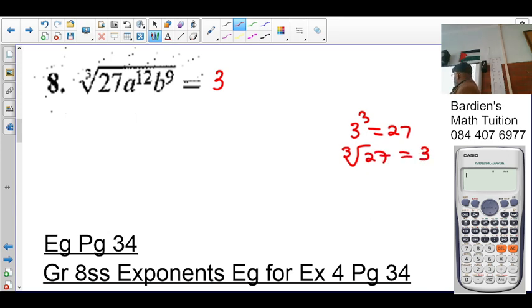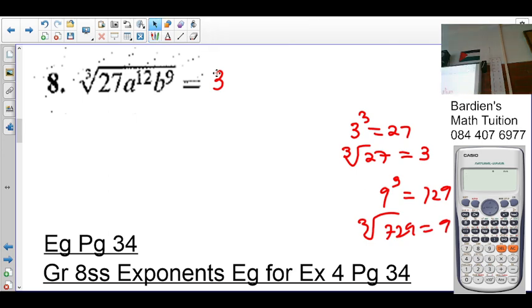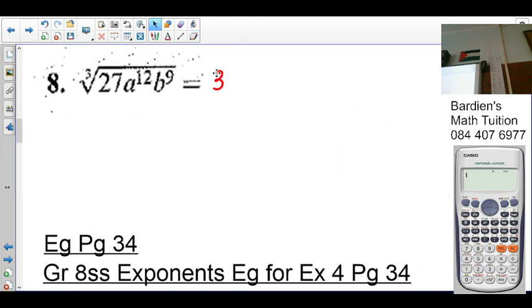9 cubed. Okay, that's a bit big. 9 times 9 is 81. 81 times 9 is 729. Large, massive. So the cube root of 729 is what? That is 9. So the cube root of 27 is 3. A to the exponent? 4. B to the exponent? 3. So it's 3a to the exponent 4, b cubed. All okay with that?